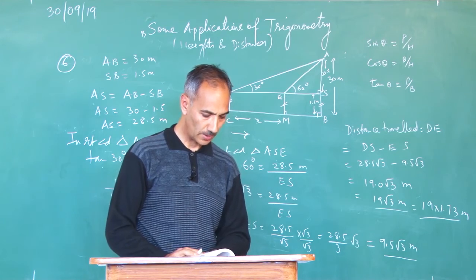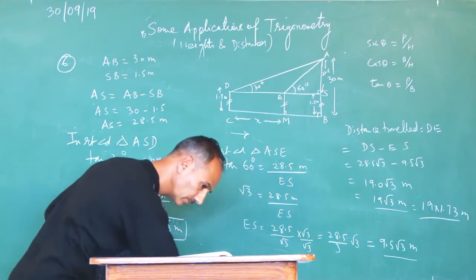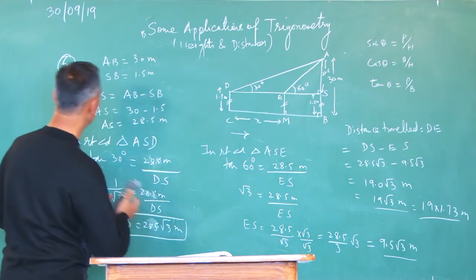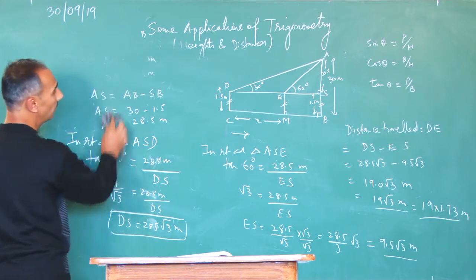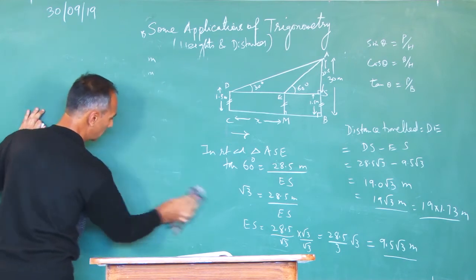Okay, we'll move on to one more sum. This sum is worth 3 marks. Usually you get it in section C.